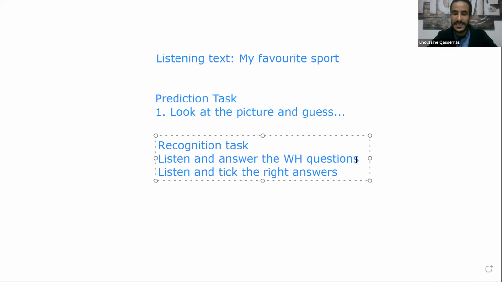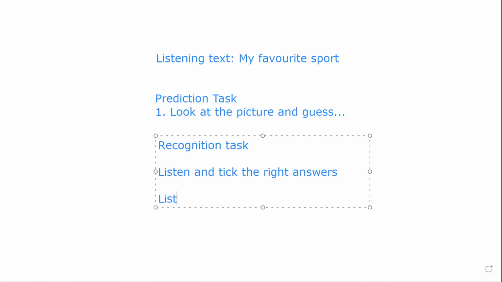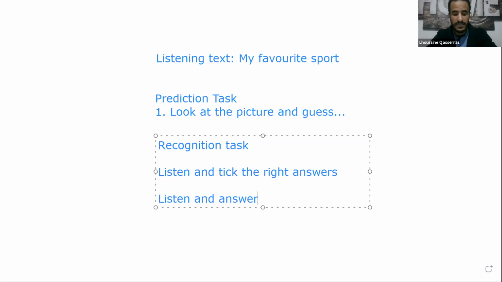So let's delete. Now I'm going to delete this one. Listen and answer the WH questions. No, it's not good. Novice teachers may start with this, but experienced teachers will start with listen and tick, because it's easy and it doesn't involve writing. You are just going to tick. True, T, false F, or cross and tick. It's easy. You just do it quickly and you continue listening. You agree with me or not? Yes. Then you can write this one, listen and answer the WH questions.